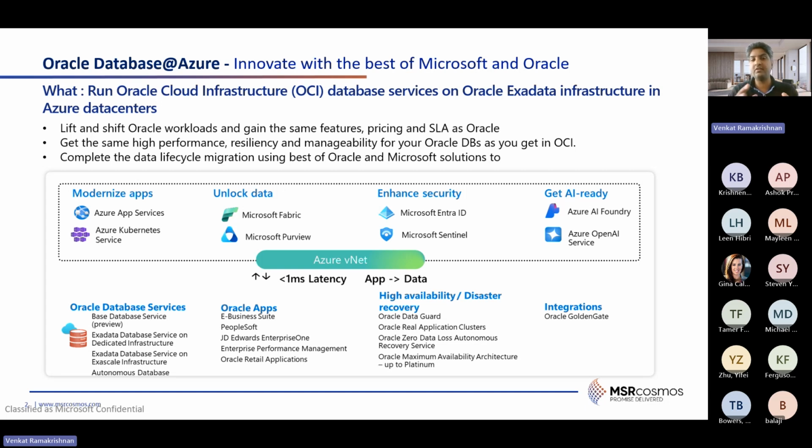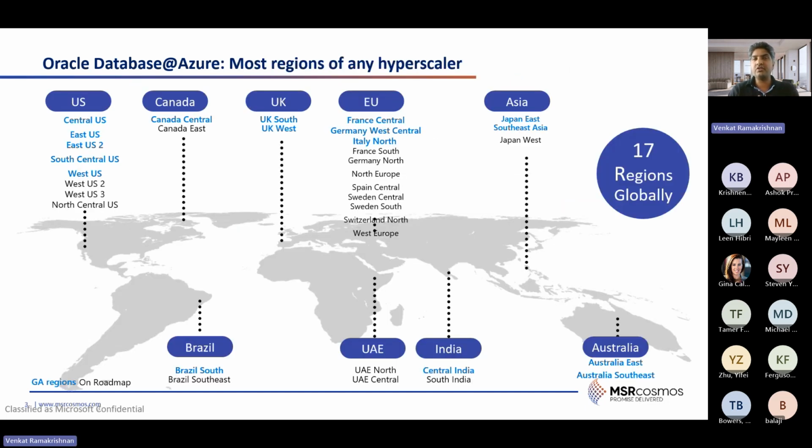And all of this is available at ultra low latencies because the infrastructure is sitting right inside the Azure data center. You will have sub-millisecond latencies. And the Oracle database at Azure is today available in 17 regions across the world. We know that customers across the globe are expecting this capability to be available, and this particular solution is available in 17 regions, and we have 17 more on the roadmap.